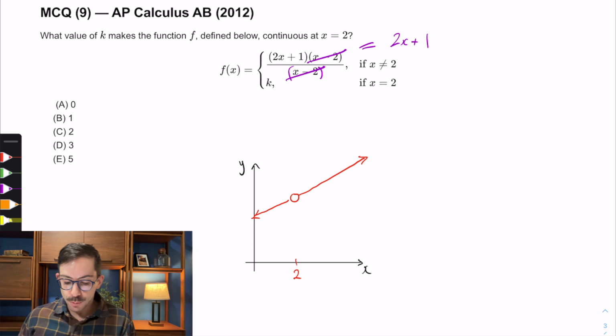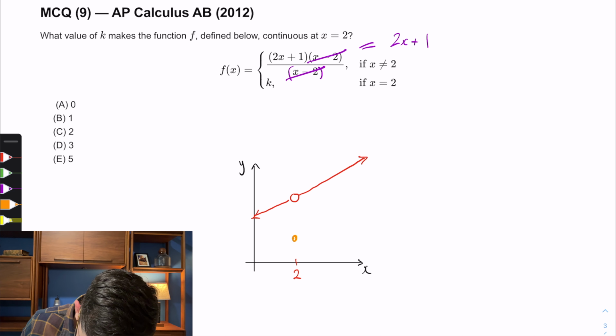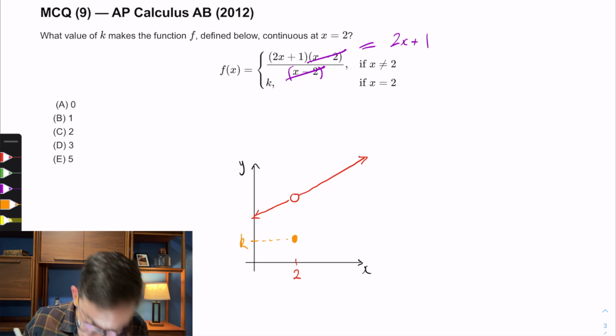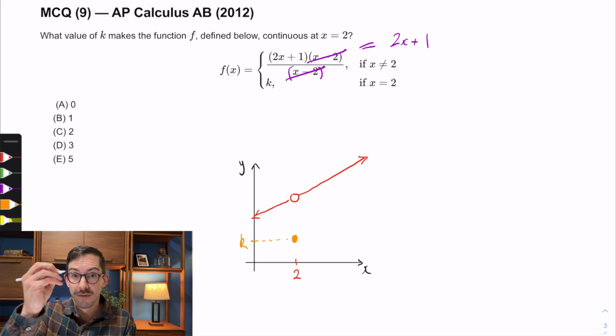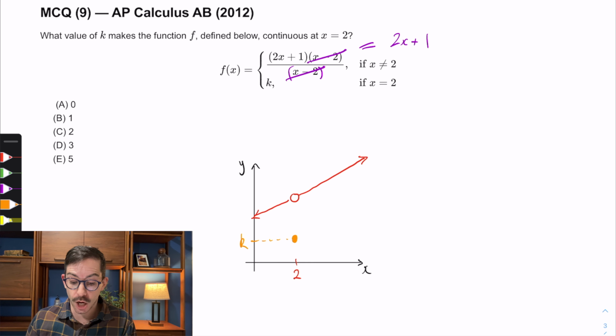So at x equals 2, how am I going to fill in that hole or not? Well, when x is 2, the height of this point is the parameter value, k. And the problem is simply asking us, how can I pick k so that this graph is continuous? I don't have that jump discontinuity occurring.